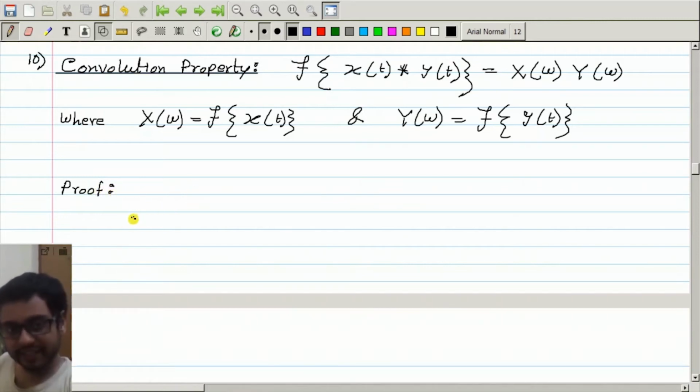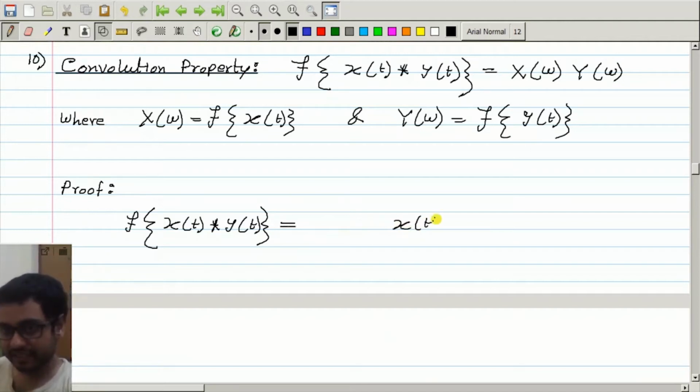Okay, so let us start from the Fourier transform of x star y. This is by definition x star y multiplied with e to the power minus j omega t integrated from time minus infinity to plus infinity.